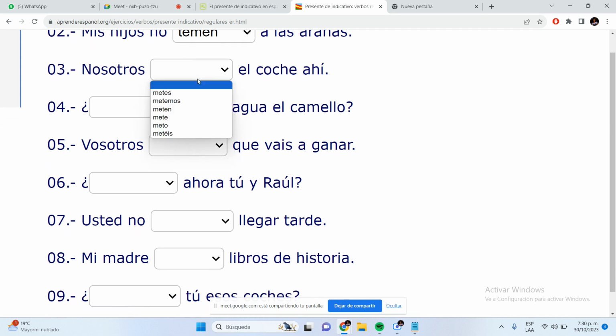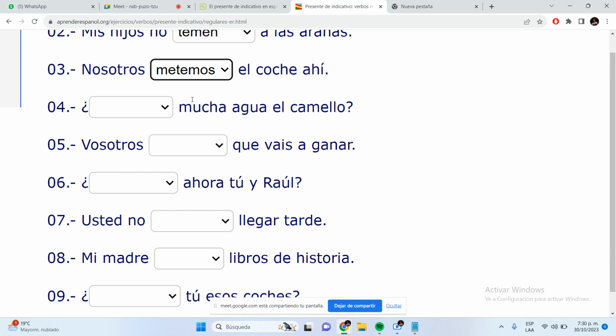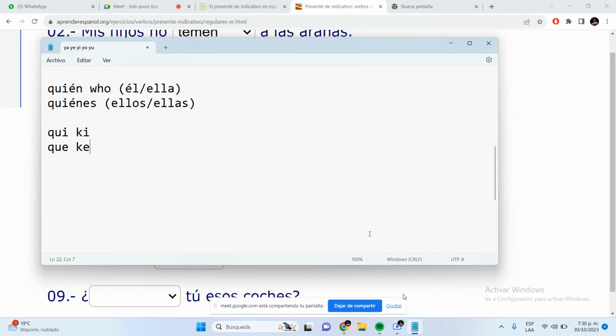So, nosotros, el coche ahí. That's metemos. And the verb meter is like to put in. So we put the car there. Ahí is there. We'll talk about that also in the next class. In English, we have here, there, and in Spanish, we have more than that, like aquí. Let's say aquí hay, right? Aquí hay.